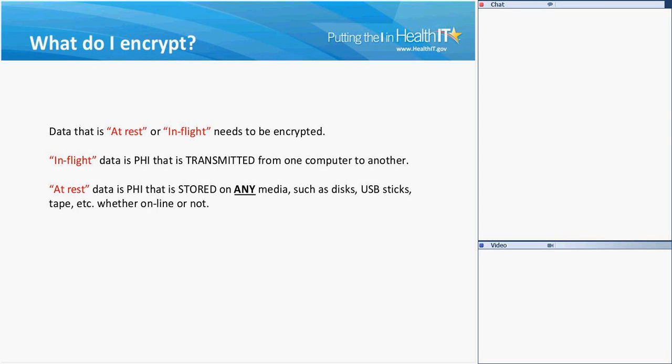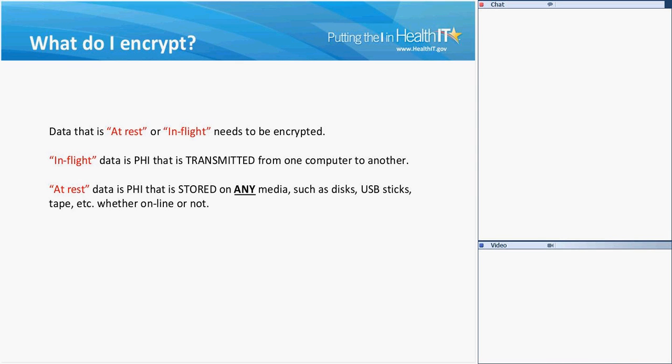Okay, so what do I encrypt? I mean, we hear the term now, we know how to do it, but what do we encrypt? Well, we have to encrypt data that's at rest or data that's in flight. In-flight data is PHI that is transmitted from one computer to another, such as going to or from an electronic health record to another provider, things like that.